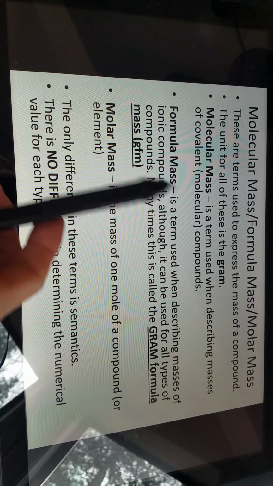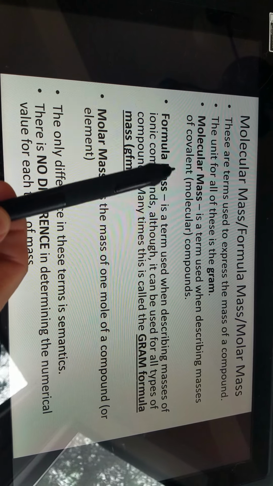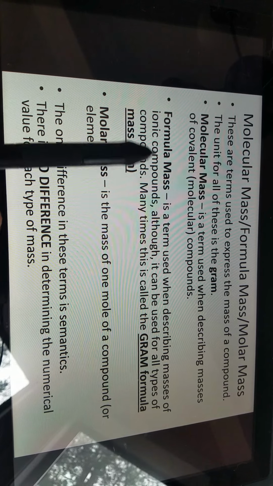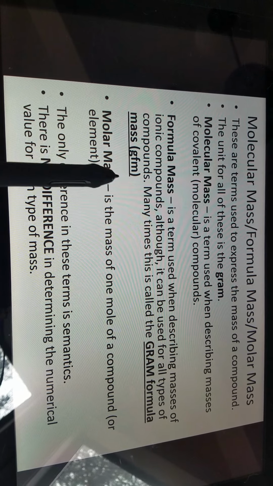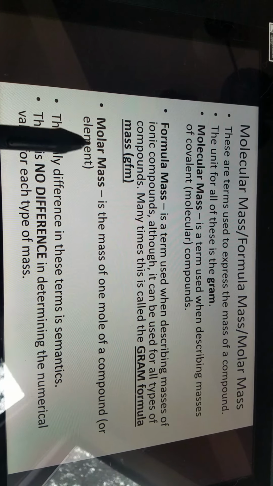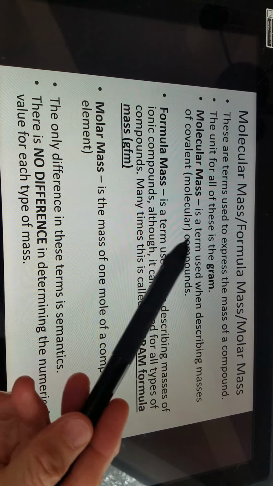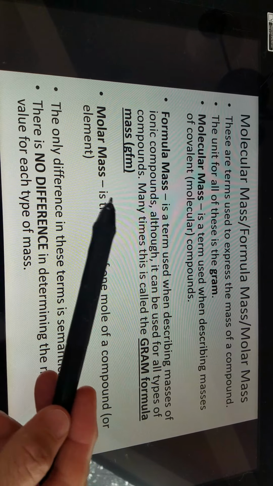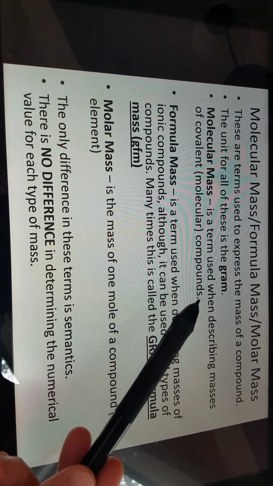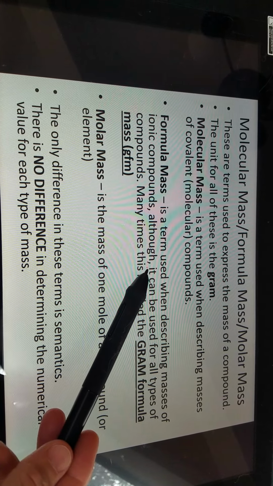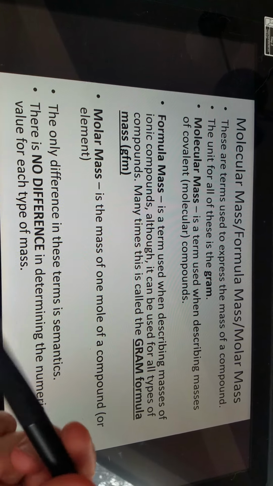This is just a slide that goes over some different definitions. Molecular mass is a term used to describe the mass of typically molecular compounds. Formula masses are used to determine any type. So I usually just use gram formula mass and use this little abbreviation GFM. Molar mass is the mass of 1 mole of a compound. As far as quantities, there is no difference in the values that you would use here. So if you had the molecular mass of water, it would be 18 grams. Its formula mass would also be 18 grams. Its molar mass would also be 18 grams. The only difference is in the definition.